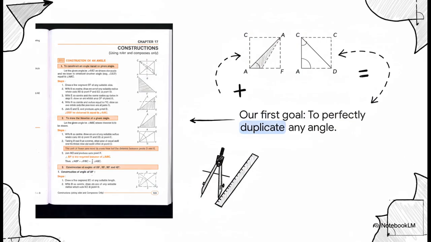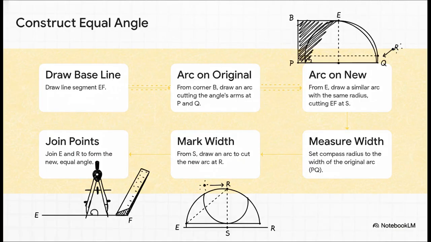So our very first tool is the ability to take any angle, literally any angle, and create an exact clone of it somewhere else. It might sound simple, but without this basic skill, building complex shapes would be pretty much impossible. So what's actually happening here?